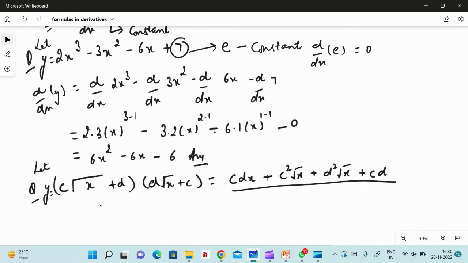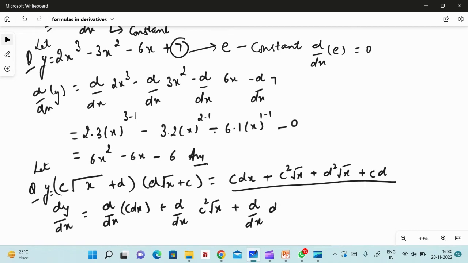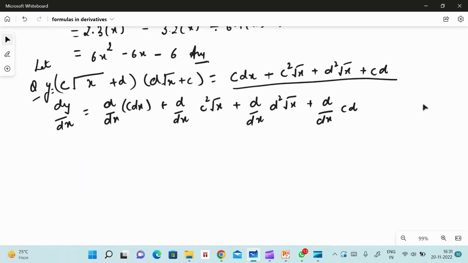Okay, now I have to take the derivative of this. So this equals d by dx of y, which is d by dx of cdx, plus d by dx of c square root x, plus d by dx of d square root x, plus the derivative of cd. Okay, so cd, the last variable we have is a constant, so this is 0. Okay, so cdx will give me cd into 1.